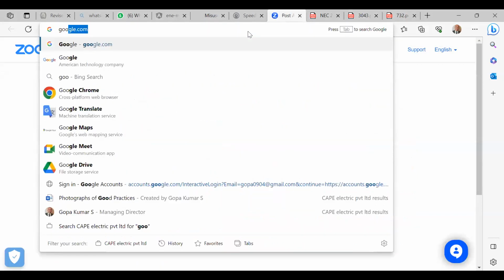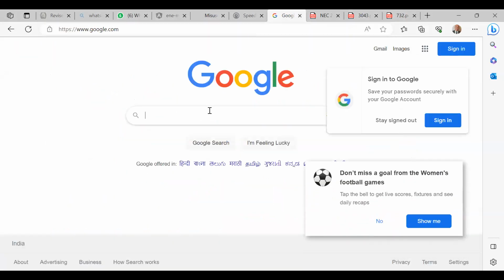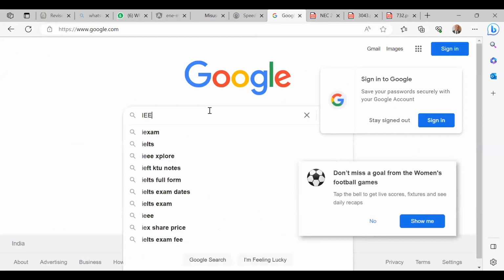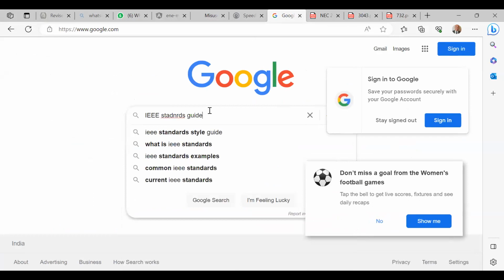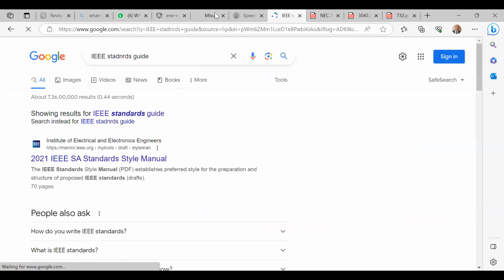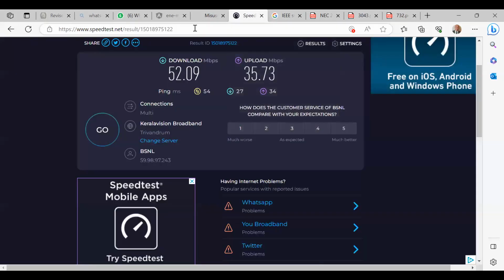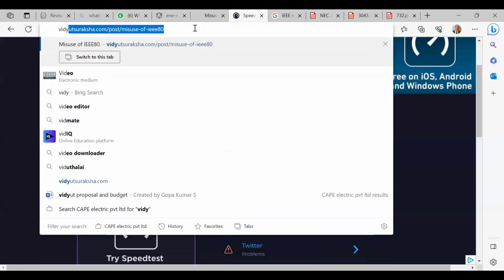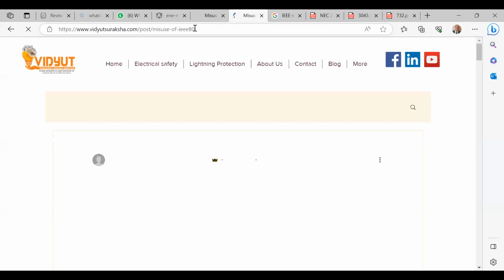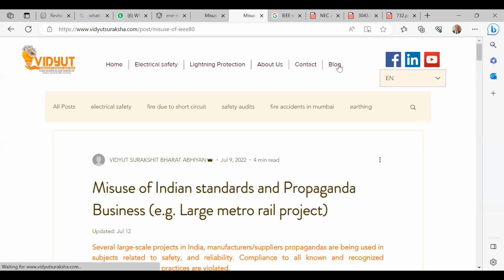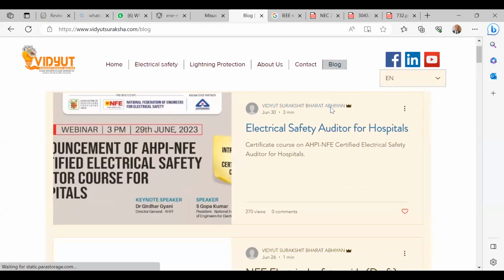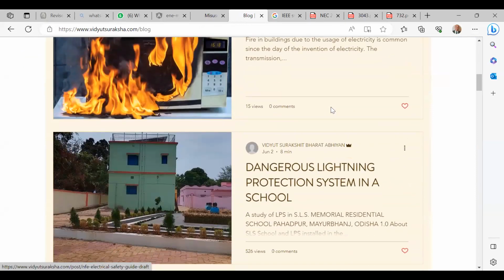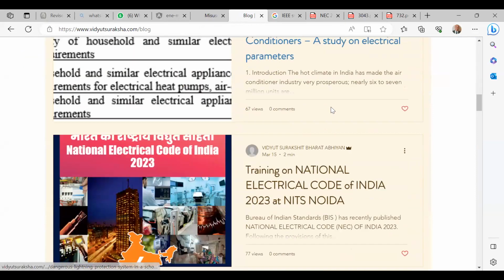Sorry to use Google. IEEE Standards Guide. Okay, otherwise I will take you to another. So this is a blog which I am maintaining with Vidyut Suraksha. It contains all different electrical safety requirements.